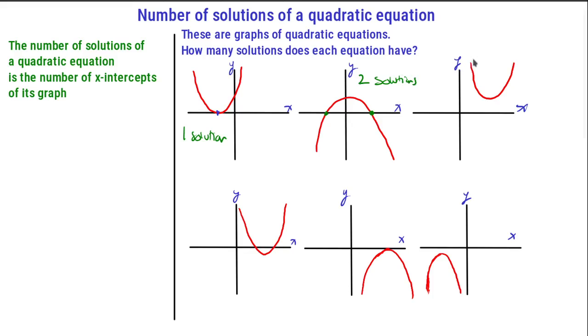This last one, so it comes down towards the x-axis, never quite reaches the x-axis, and then goes back up towards infinity. So this has 0 x-intercepts, so this has 0 solutions. Right. And these are the only possibilities. A quadratic will have 0, 1, or 2 solutions. It'll never have more than 2 solutions, and it'll certainly never have fewer than 0 solutions.